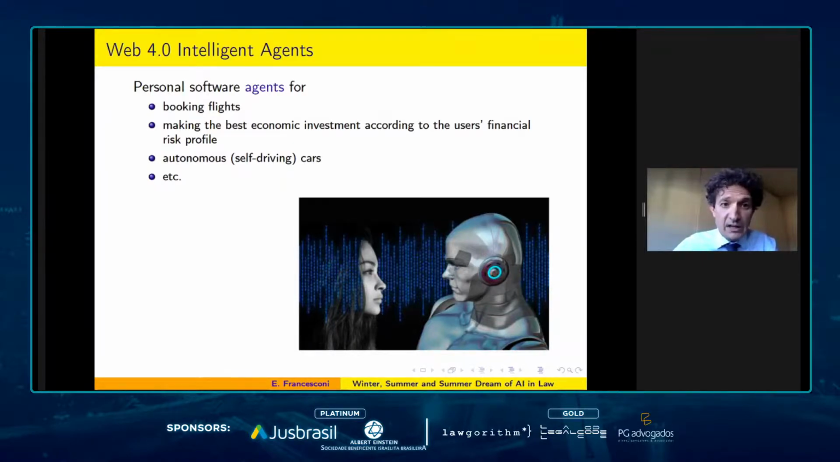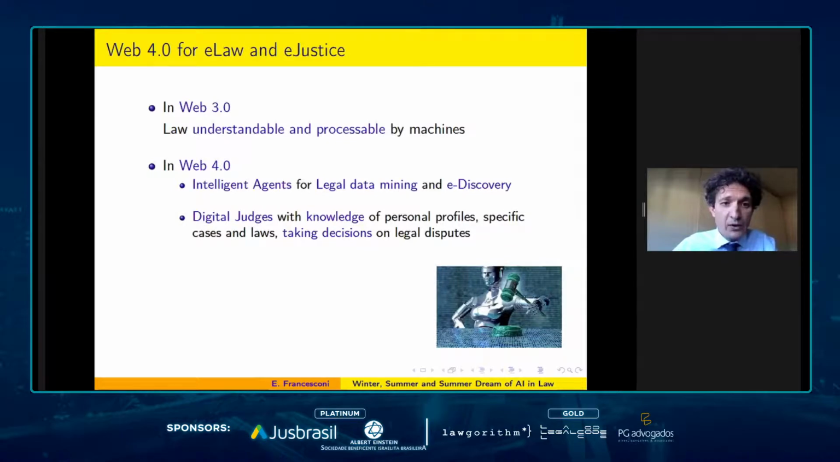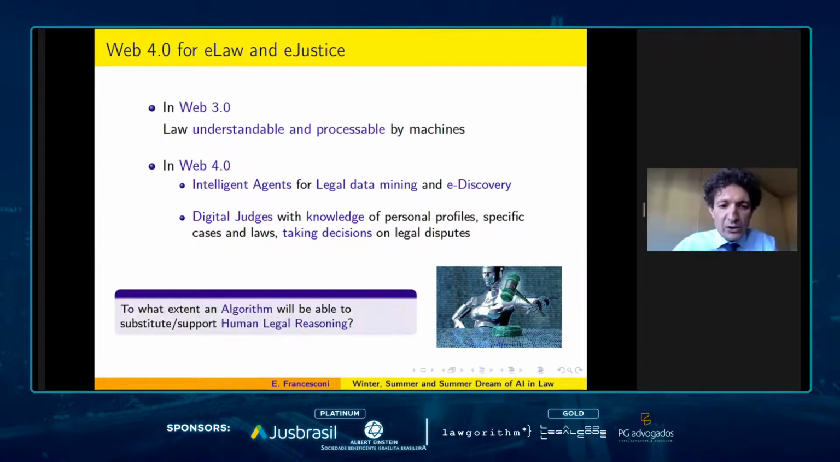But in particular, in the legal domain, as in Web 3.0, we have the law understandable and processable by machines. In Web 4.0, we can have intelligent agents for legal data mining and e-discovery, and in particular the creation of systems to act as digital judges with knowledge of personal profiles, specific cases and laws, taking decisions on legal disputes. Now the question is, to what extent will an algorithm be able to substitute or support human legal reasoning?